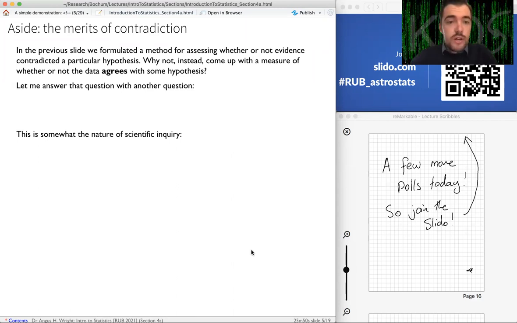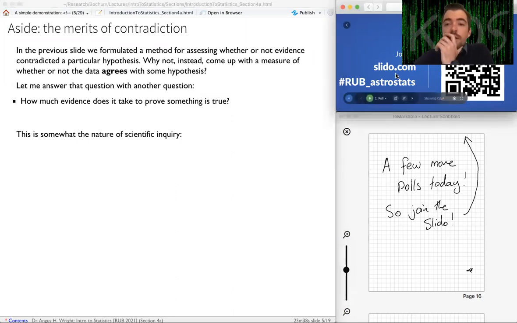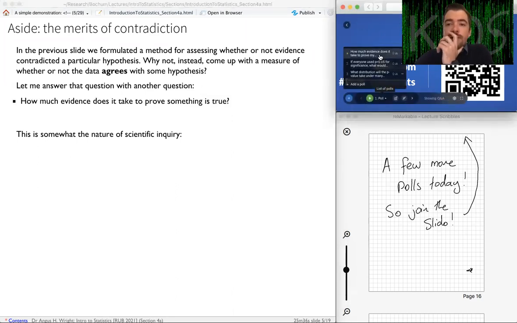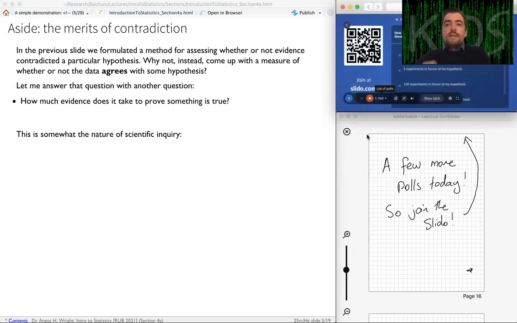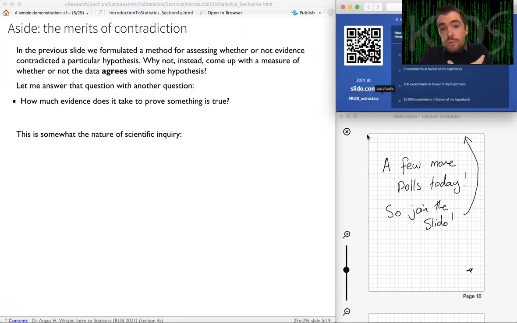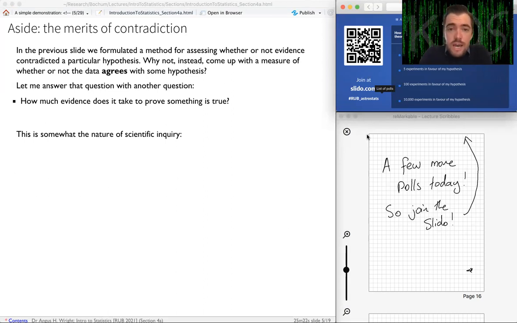And this is going to lead us into the first little poll that I want us to do for today. The first thing I want to get your opinion on is how much evidence is required to prove my hypothesis, which is that I have some theory that the average height is 184 centimeters. How much evidence do I require before I can prove that that hypothesis is correct?